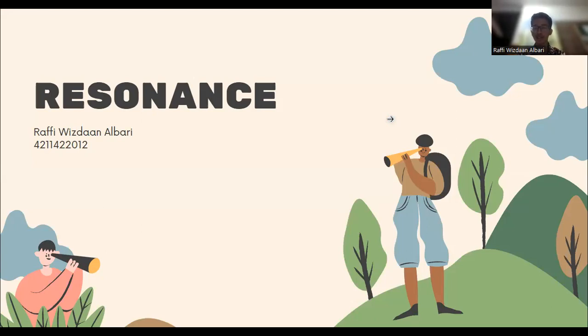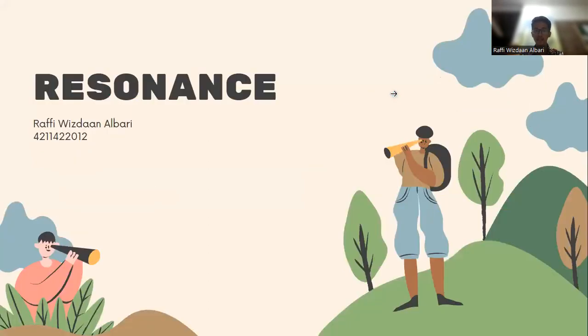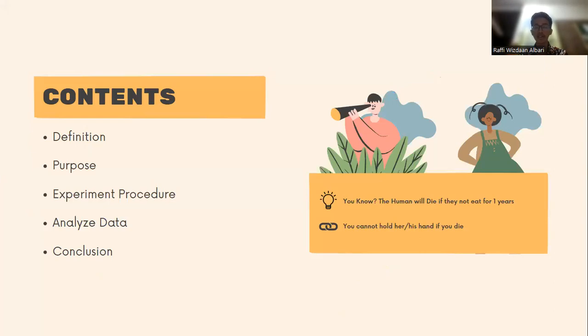I'm from Physics 1. I would like to present my experiment about resonance. These are the contents I would like to present. The first is definitions. The second is purpose. The third is experiment procedure. The fourth is analyze data, and the last is conclusions.